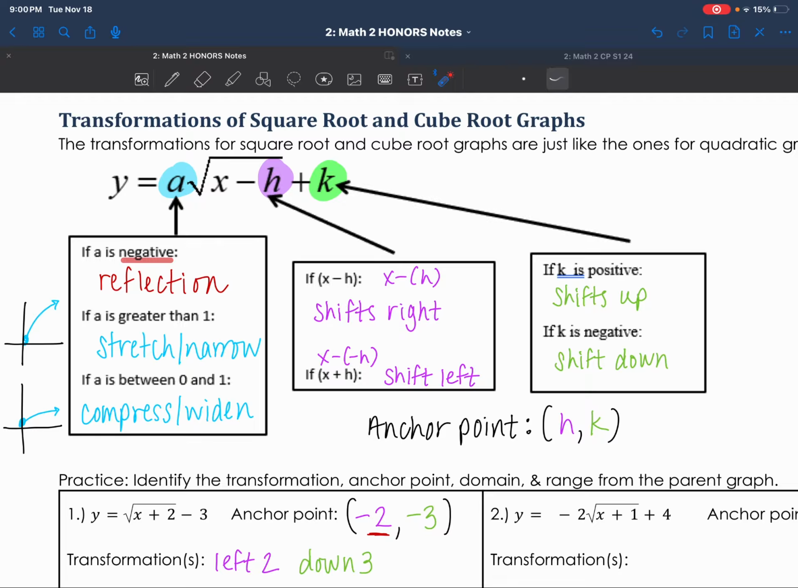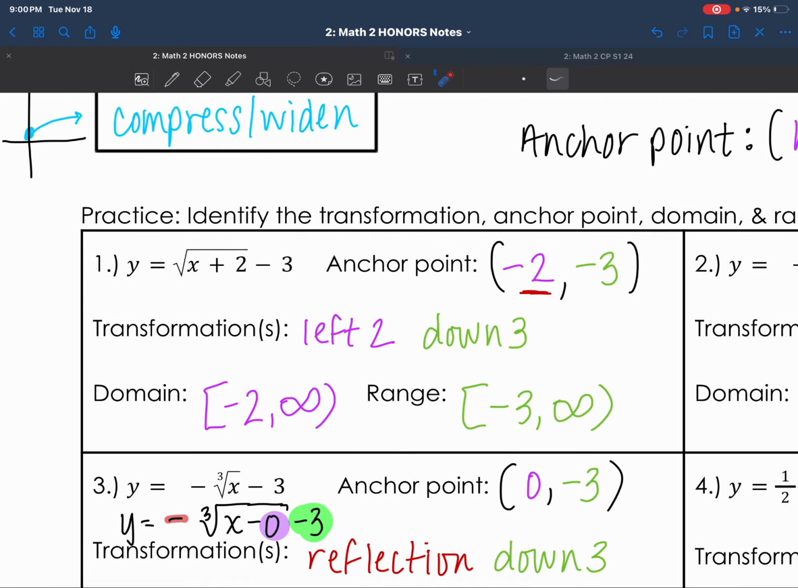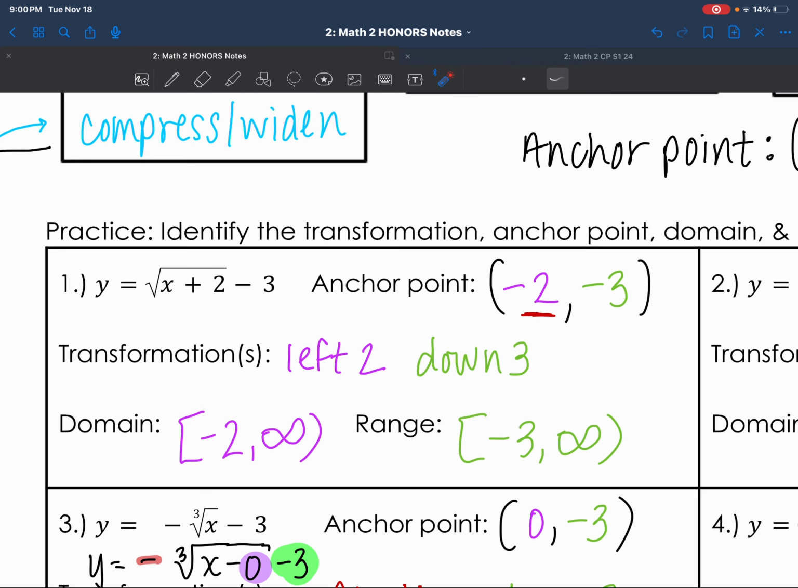And then k, these are exactly the same. If it's positive, it shifts up, if it's negative it goes down. Now instead of the vertex, we don't call it the vertex, we call it the anchor point or your starting point, and that's (h, k). But it's the same idea, different name. All right, so we're going to do this first one just to look at the information. So anytime you have a change from that, that is going to be a transformation.